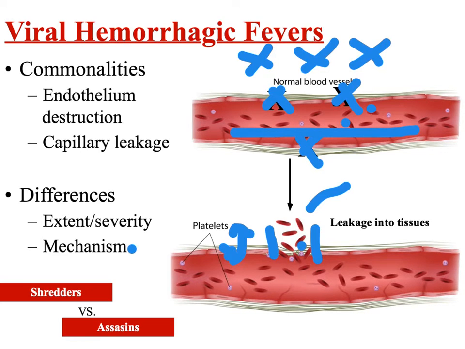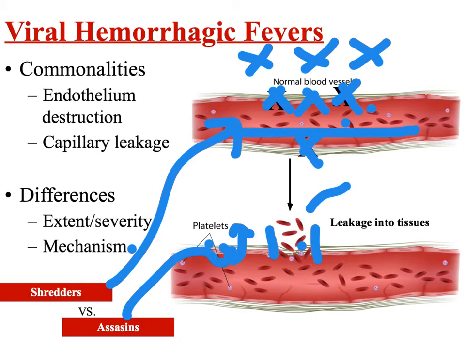So mechanistically, as mentioned, you can either crack these guys open by yourself, or you can be a little more clever about it and have it happening in a slightly more controlled way. And so I like to group hemorrhagic fever viruses into two broad categories. You have shredders and you have assassins. So these guys are shredders. These guys are assassins. Clever guys, kill everything in their sight guys.